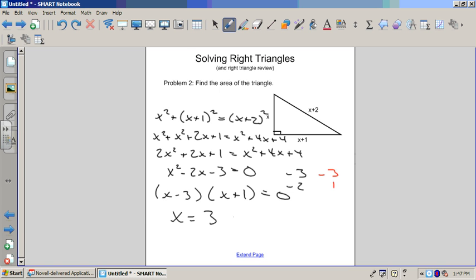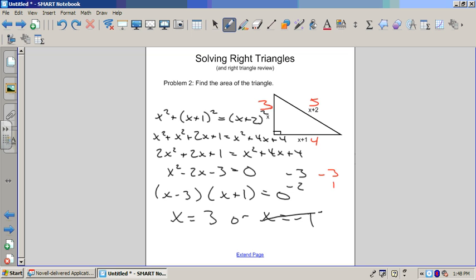So x equals 3 or x equals negative 1. Well, if x equals negative 1, the side is negative 1. This has to be an extraneous root. How about x equals 3? If x equals 3, I have a 3, 4, 5 right triangle. That's pretty good. I should remember a 3, 4, 5 right triangle.